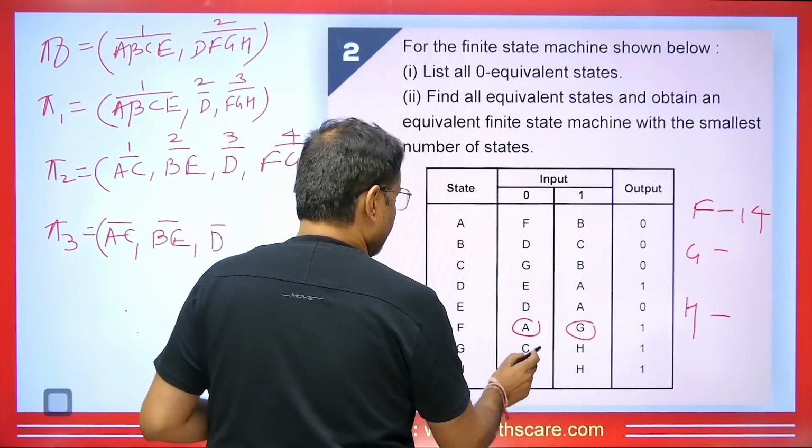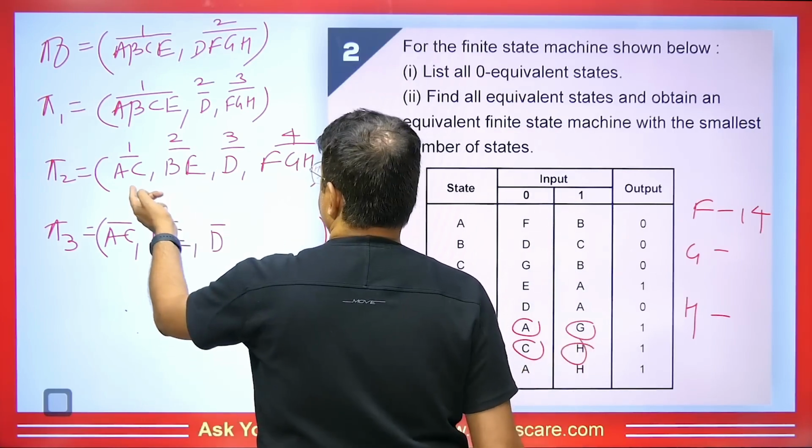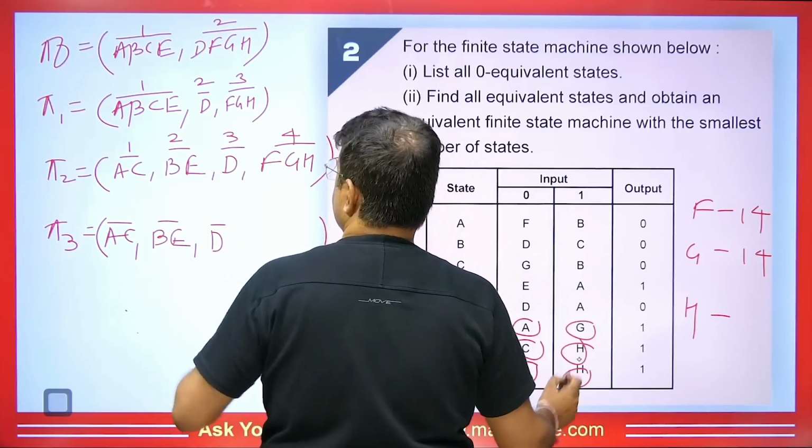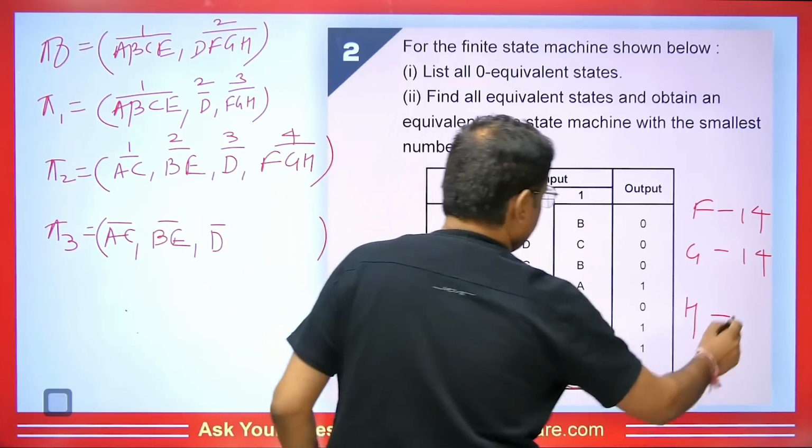Then we will take G. We have C and H for G. So this is C here and this will be H. So it will become 1, 4. Now let's take H. So AH. So A is coming here again. H is going to be 1, 4.